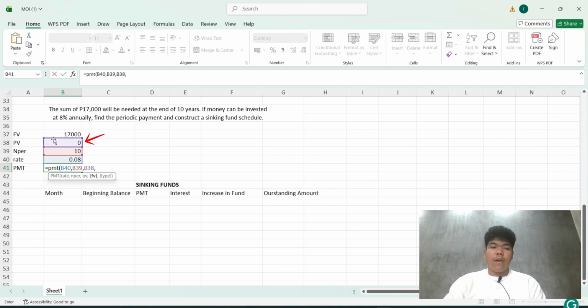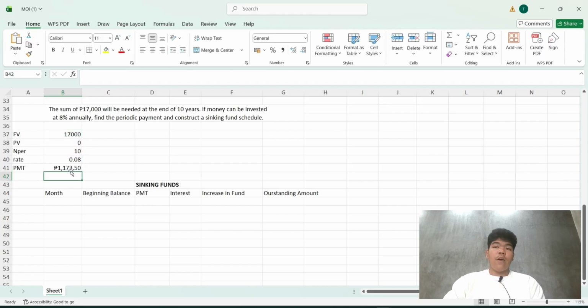PV, comma, and FV. But before I click on FV, we must first put a negative sign in order for us to get our desired outcome. Click our FV, comma, and 0, and then close parentheses. Tap enter, and now we have our PMT.